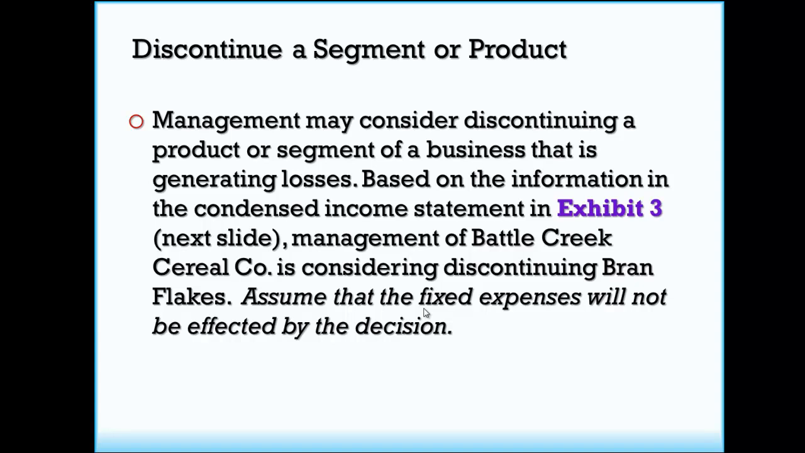Based on the information in the condensed income statement on the next slide, management of Battle Creek Cereal Company is considering discontinuing bran flakes. Assume that the fixed expenses will not be affected by the decision. Okay, remember those fixed expenses? We're assuming that they are not going to be impacted based on whether we discontinue a segment or not.